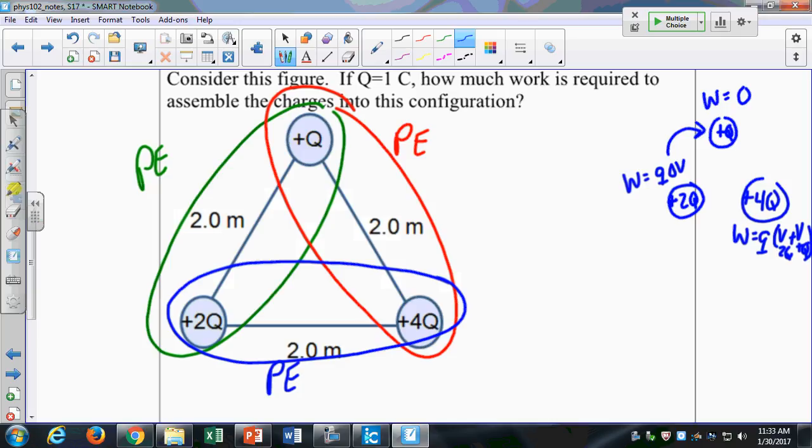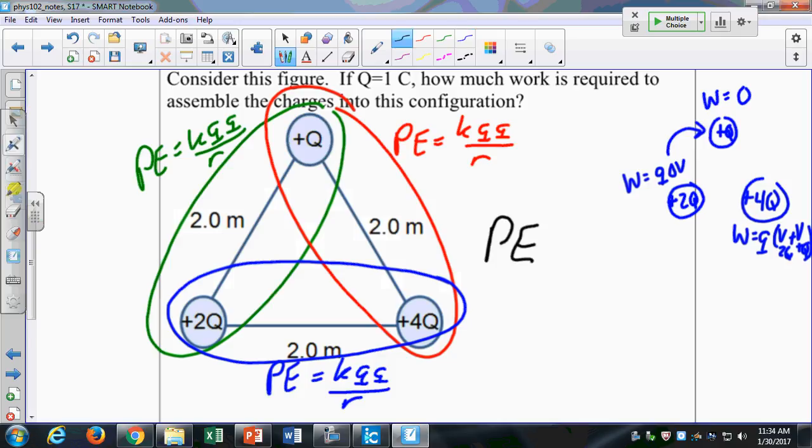All right, so I would calculate this. PE is k Q Q over R, for each of those pairs of charges, and then calculate the total potential energy, which is the sum of those individual 3 energies.